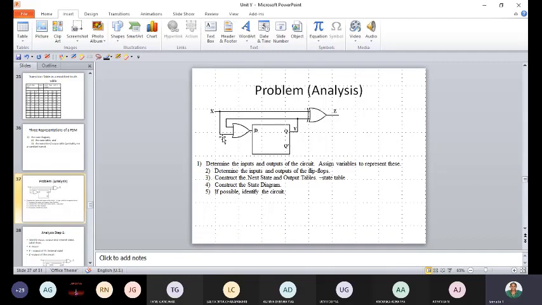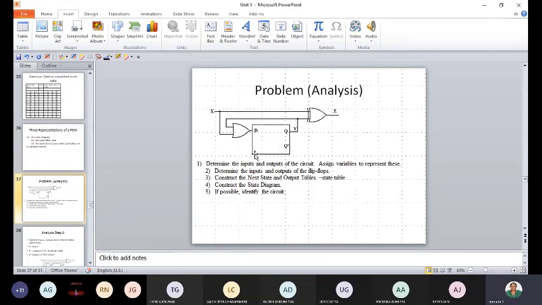The first step is, for the given circuit, assign or assume the inputs, outputs, and the intermediate outputs, and assign variables for those inputs and outputs. So this is the given circuit. X is the input for the circuit and Z is the output, and you have a flip-flop whose output is Y.